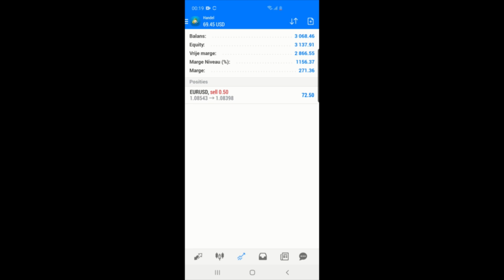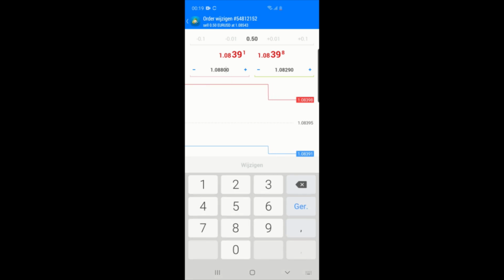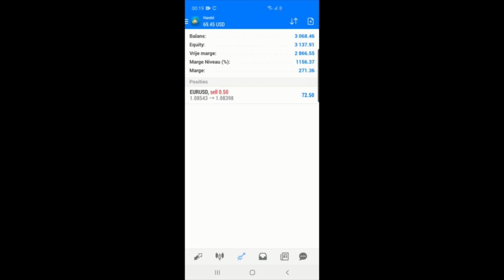What I really recommend doing now, if you take partials, is to put that second trade that you keep running on break even. As you saw in the other tutorial, this is done by simply replacing the stop loss with the number you can find on top. So in this case, it's 1.08543. You now can let the other part of the trade run freely and without risk.